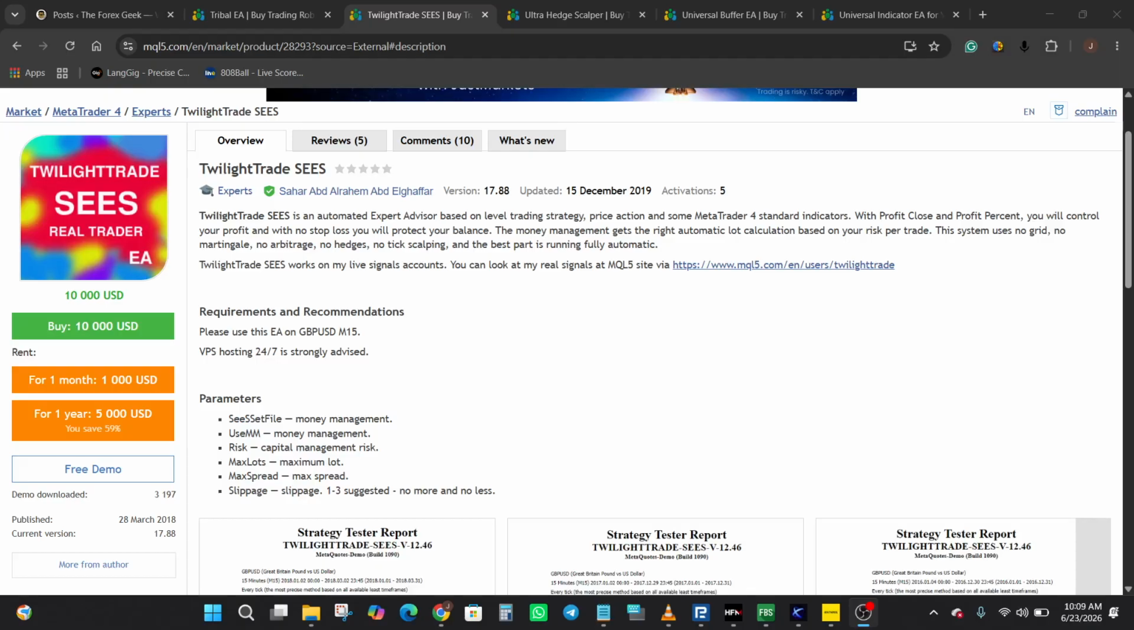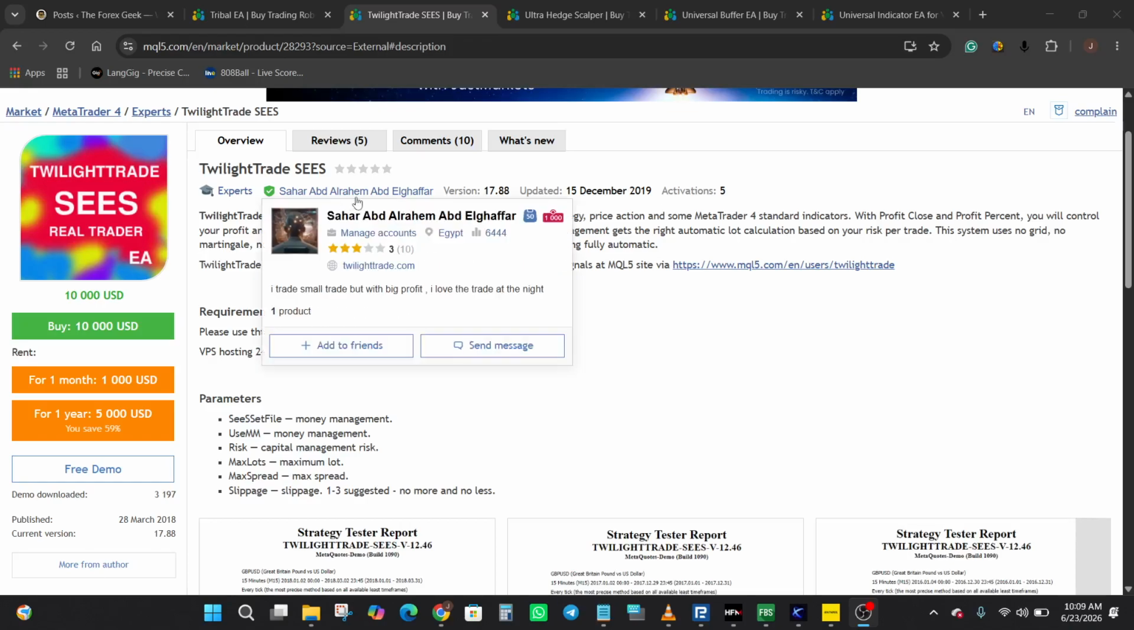In this review, I am taking a look at TwilightTrade SEES EA for MT4. Right from the start, this is clearly an MT4 Expert Advisor, and according to the MQL5 Marketplace page, it was developed by Sahar Abd Al-Rahim Abd El-Ghaffar.